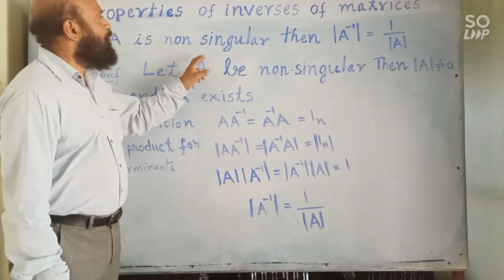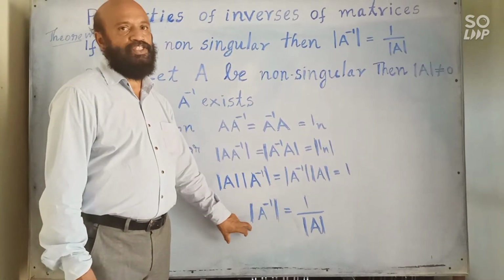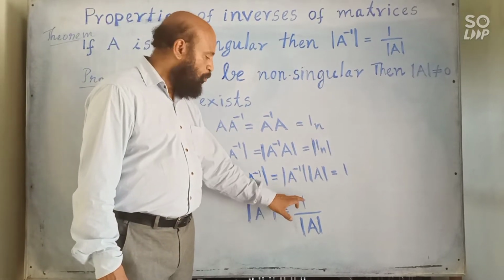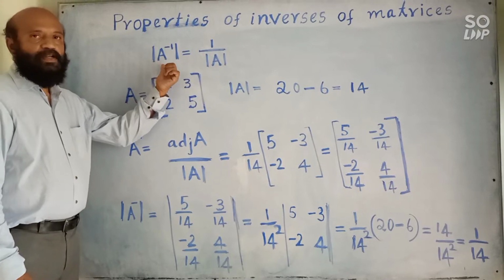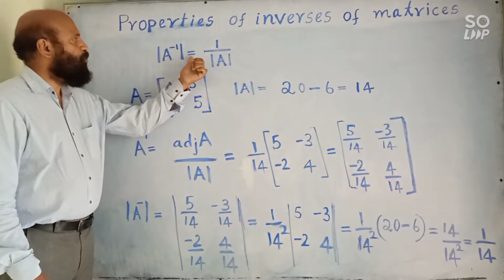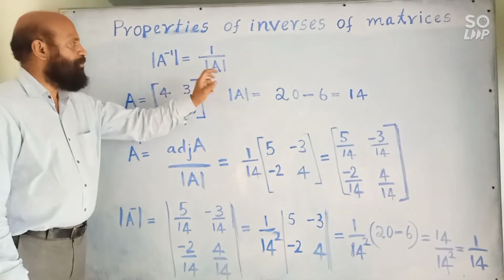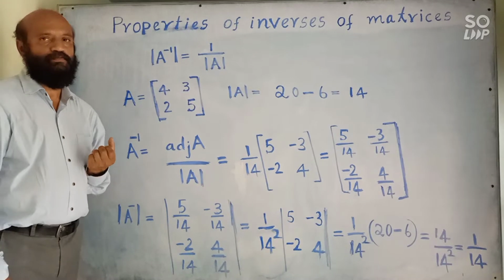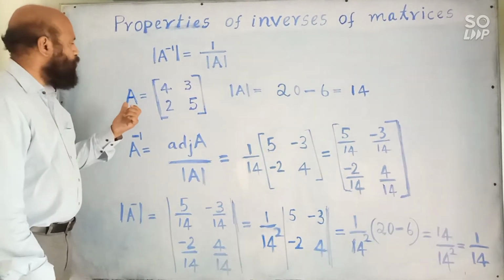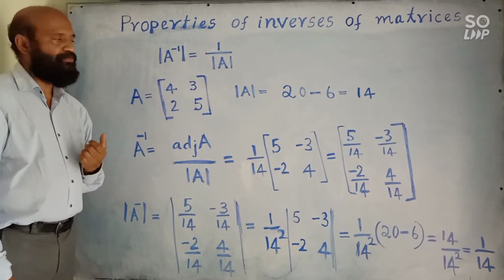So whenever A is a non-singular matrix, determinant of A inverse will be equal to 1 divided by determinant of A. Determinant of A inverse is equal to the reciprocal of the determinant of A. This is one of the properties of the inverses of matrices. Now I will show this using a 2 by 2 square matrix.